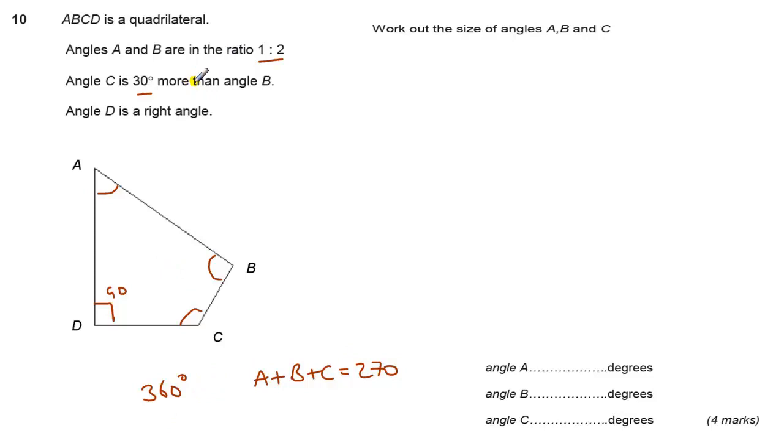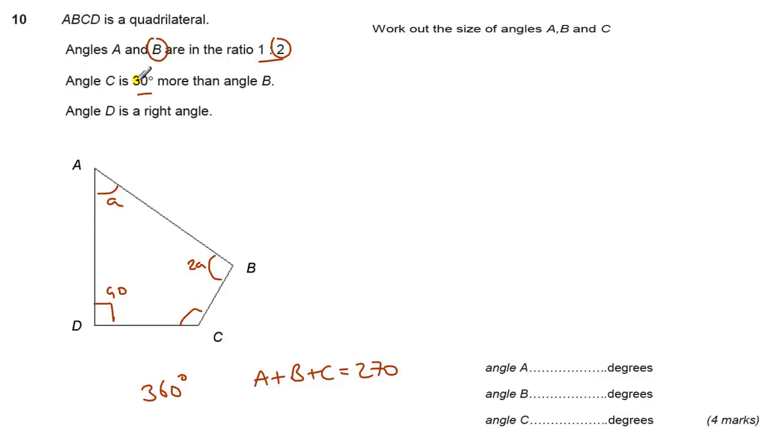Now, here's where the algebra comes in. If we start with the angle A, and I call the angle A, and the angles A and B are in the ratio 1 to 2, that means the angle B is twice as big as angle A, because it's 1 to 2. So if that's A, angle B is actually going to be 2A.